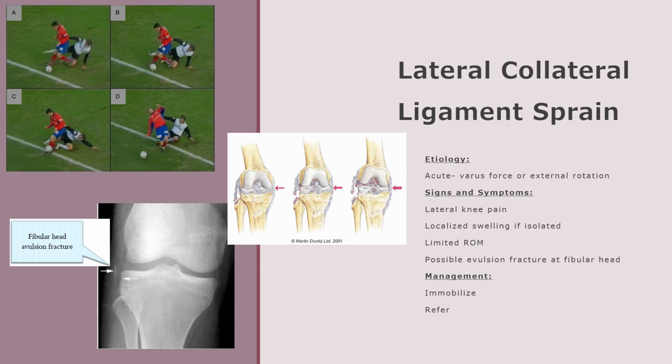Common signs and symptoms of lateral collateral ligament sprains include lateral knee pain, localized swelling if the injury is isolated to the LCL, limited range of motion, and a possible avulsion fracture at the fibular head. Management for lateral collateral ligament sprains includes immobilization and referral to an orthopedic specialist for evaluation. It is common for lateral collateral ligament sprains to be repaired surgically, unlike the MCL.